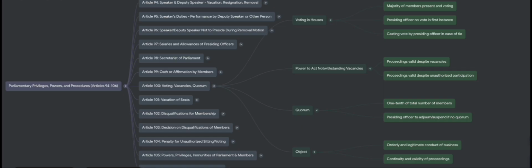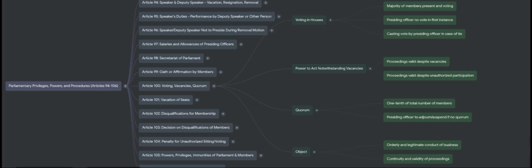So if a motion ties 200-200, the Speaker would then cast their vote to resolve it one way or the other. What happens if some seats in the House are vacant? Or maybe it's discovered later that someone voted who wasn't actually qualified or had been disqualified. Does that invalidate everything the Parliament has done? That sounds potentially chaotic. This is a vital safeguard provided by Article 100, Clause 2. It's crucial for the stability of parliamentary decisions.